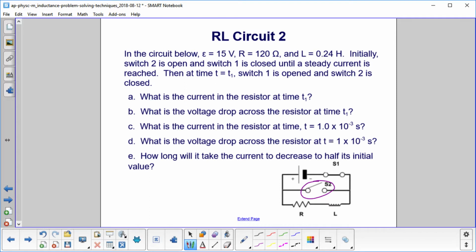What is the voltage drop across that resistor at time t1? What is the current in the resistor at time 1 times 10 to the minus 3 seconds? What is the voltage drop across the resistor at that same time? And how long will it take the current to decrease to half its initial value?